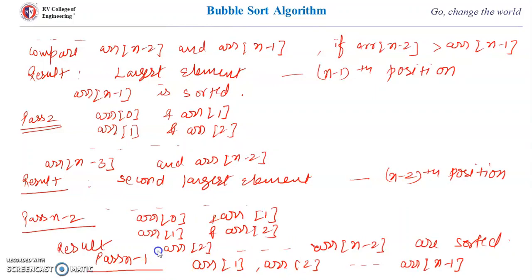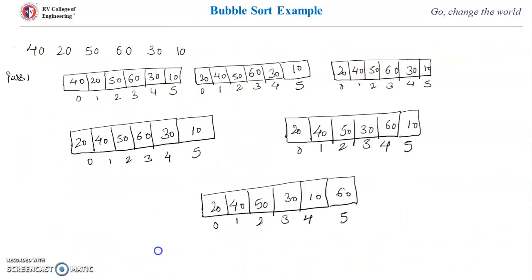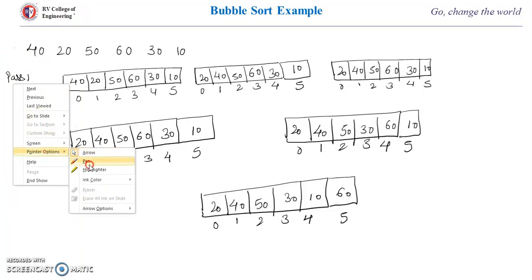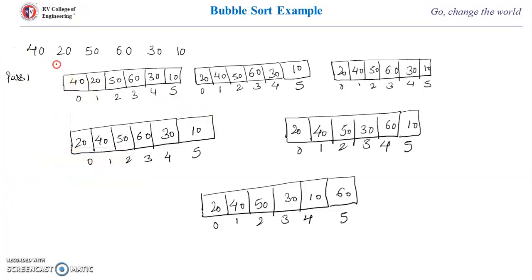Okay, so let's take one example, then it will be more clear. For example, if these are the elements that we want to sort. Here the elements are 40, 20, 50, 60, 30 and 10, and we need to sort them. So in pass 1, what do we do? There are 1, 2, 3, 4, 5, 6 elements. The first element will be stored at index 0, and then 1, 2, 3, 4, 5. The last element index will be n minus 1. That's how in an array we store the elements.